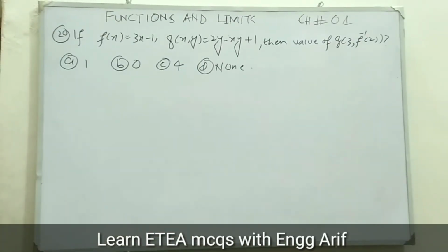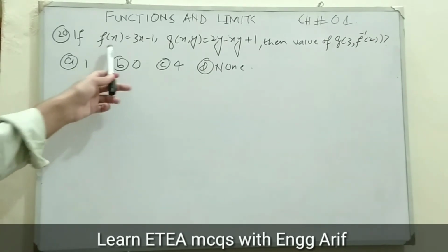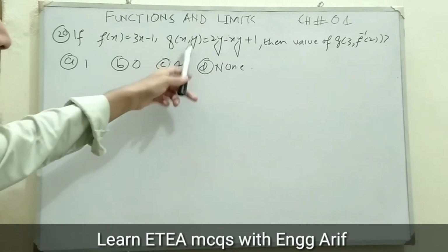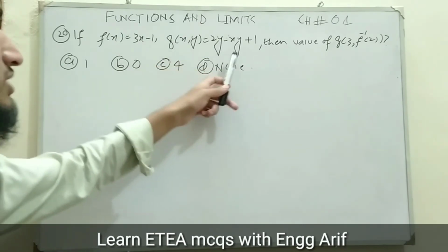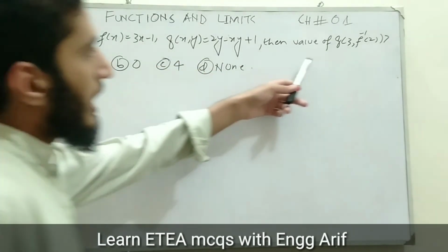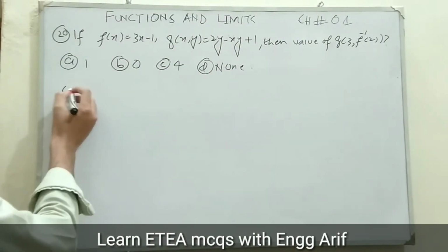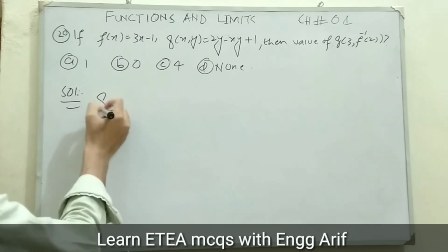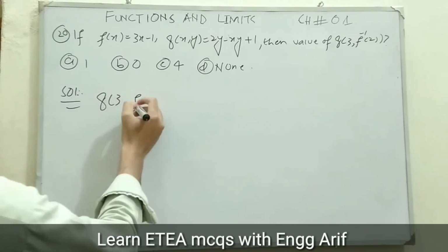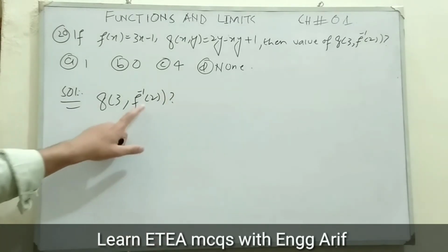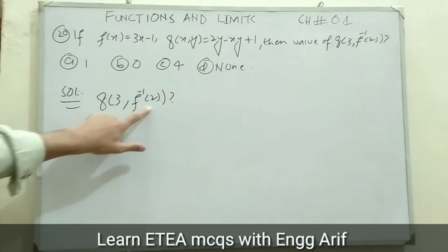Now move toward MCQ number 20. It tells that if f of x is equal to 3x minus 1, and we have a function of two variables, g of x, y is equal to 2y minus xy plus 1, then find the value of g of 3, f inverse 2. So we are going to find the value of the function g of 3, and in the place of y we have f inverse 2. We are going to find this value. So it means that in the y we will find the inverse of f of x.